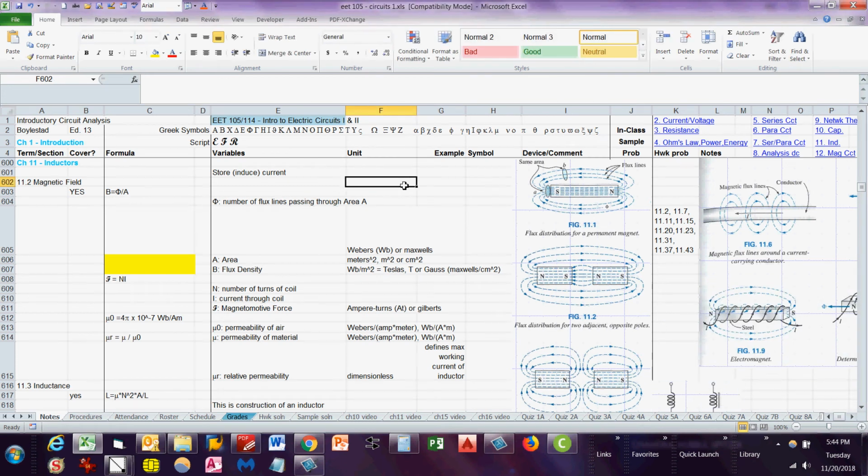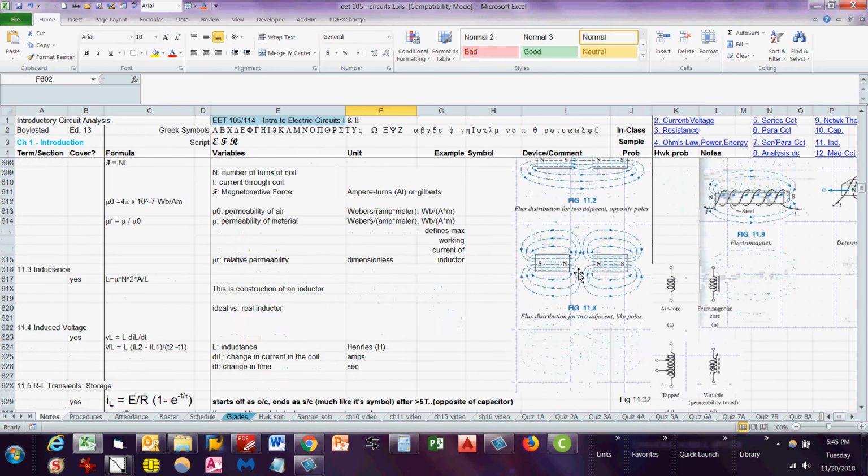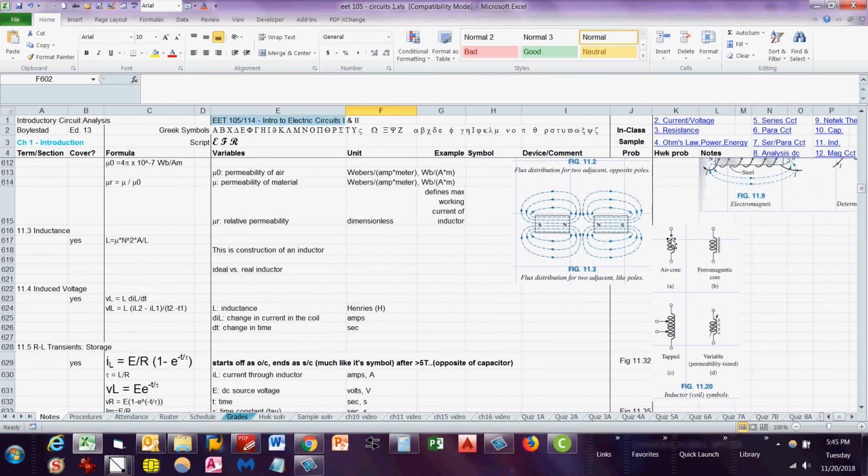AET 105, Chapter 11, Inductors. First of all, an inductor is basically a coil of wire. The symbol 99% of the time we're going to use looks like this. It's in figure 11-20 in the book.